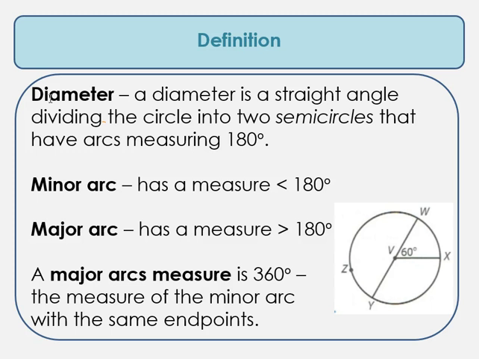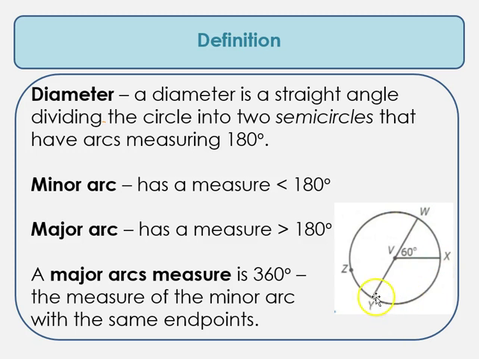A few more definitions. We have the diameter. Diameter is a straight angle dividing the circle into two semicircles that have arcs measuring 180. In this instance, we have diameter YW, and you have semicircle YW, following the way that I'm moving the cursor. And on the other side, you would have semicircle WY, following the cursor.